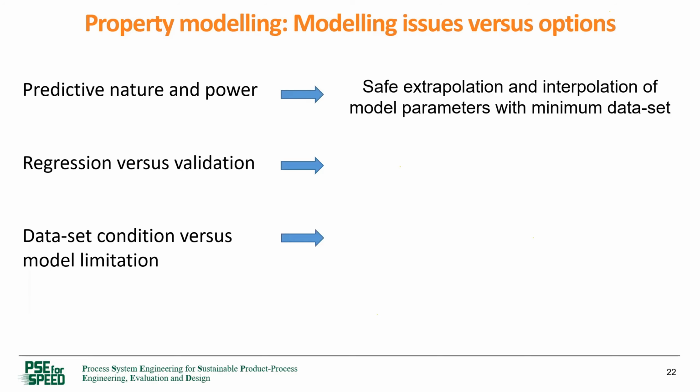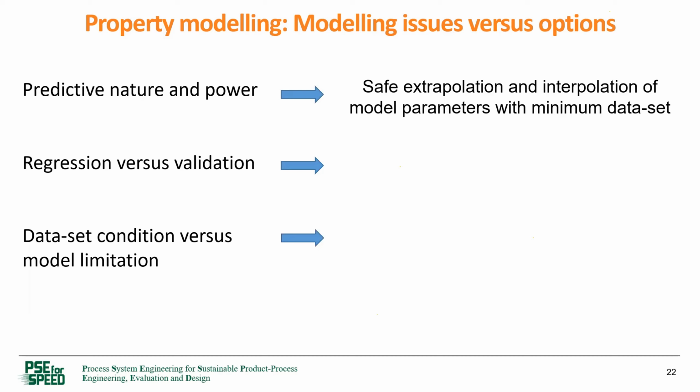So predictive power means safe extrapolation. Can we extrapolate out of the data we have? Interpolation is easier, but what we need is extrapolation. And if we can guarantee extrapolation, that will be predictive power. With the minimum set of measured data, how can we show predictive power?